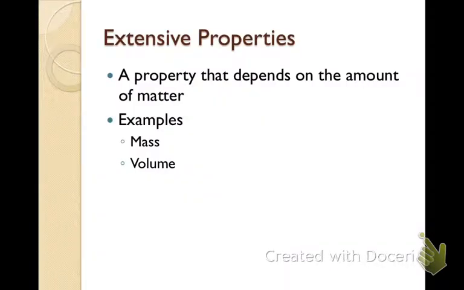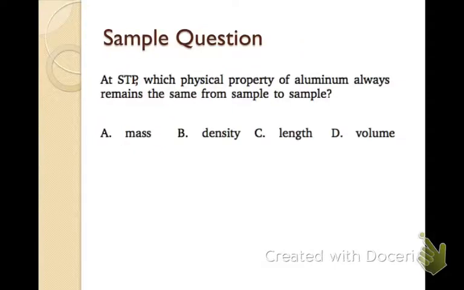An extensive property is something that does depend on the amount of matter that you have. So this could be like mass or volume. So obviously you need to be able to measure something, and that would be an extensive property.